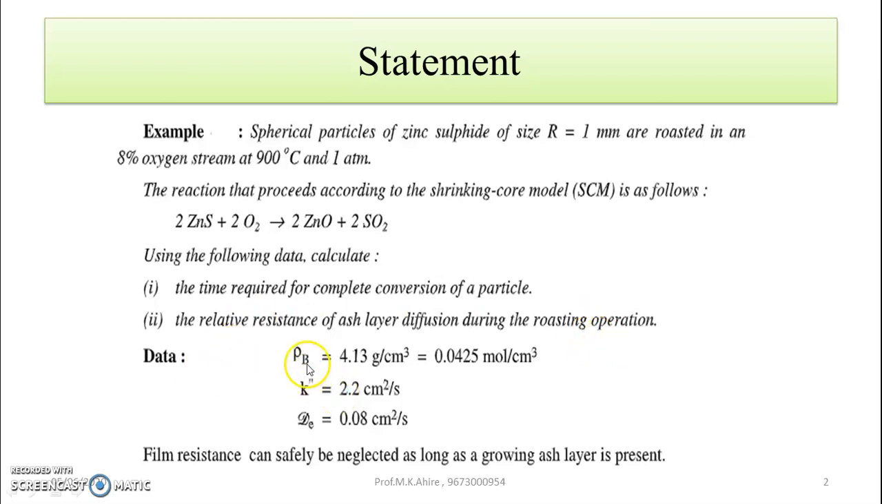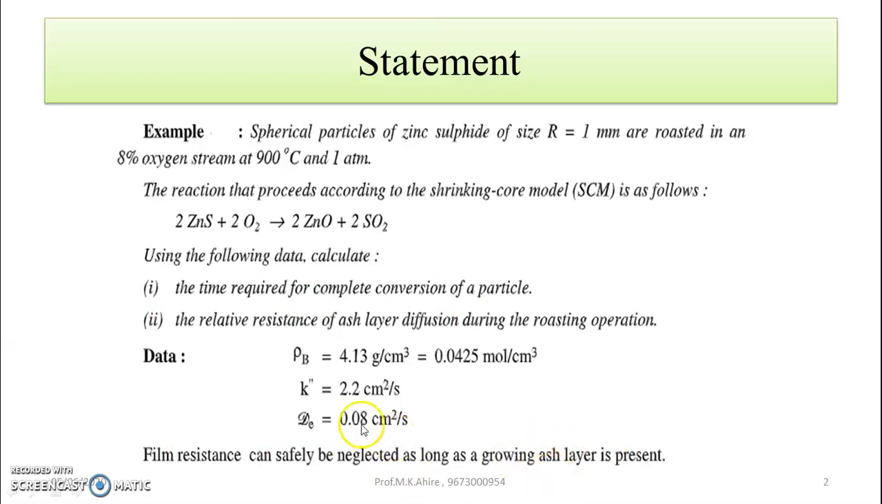What is the data given? They have given data for the density of B. B is our solid particle. Its density is given. Then K double dash is given, which is the rate constant of the reaction. DE is the diffusivity, which is also given. What we have to ignore? Film resistance can be safely neglected as long as a growing ash layer is present.